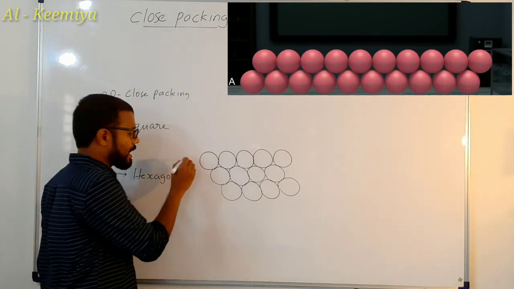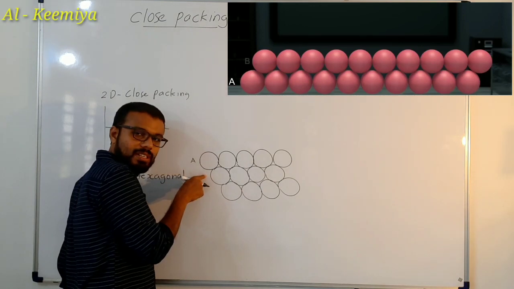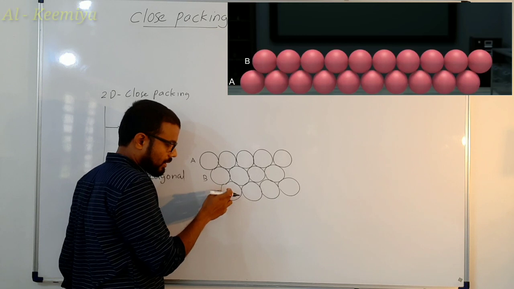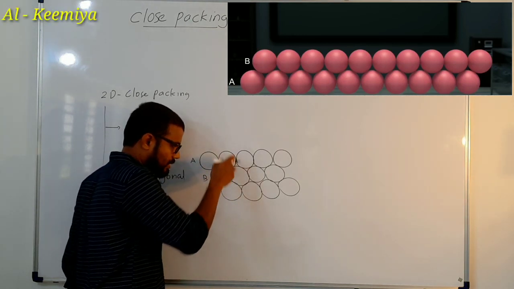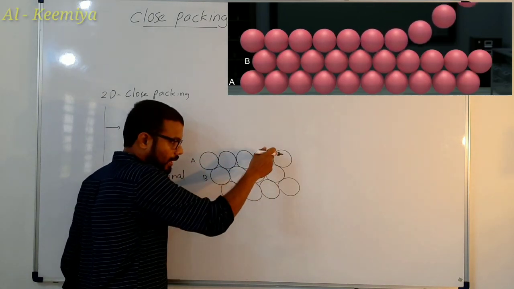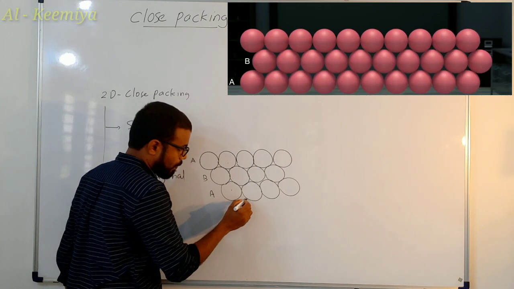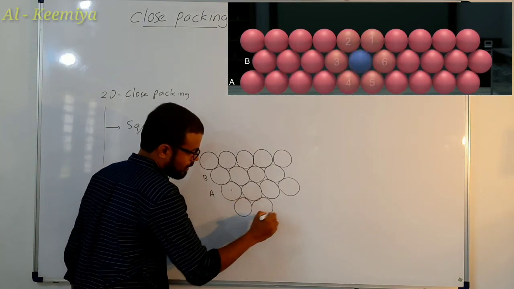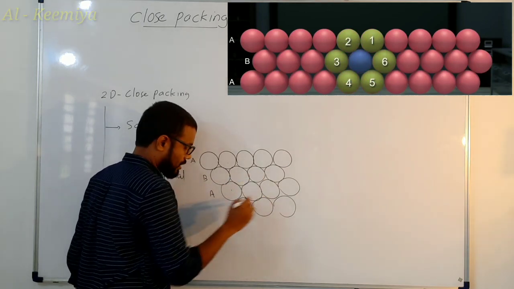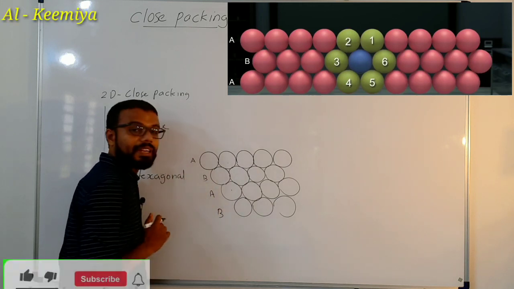Okay, so this layer is A. This layer is not exactly below the first layer. Therefore, this layer we can put as B. Now this layer, the third layer, you can see is exactly below the first layer. Again exactly below. So this layer again we can say A. Now if you place the fourth layer, it will be exactly below the second layer. So this is again B. So AB type arrangement.